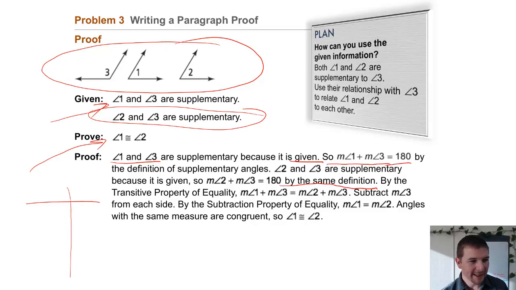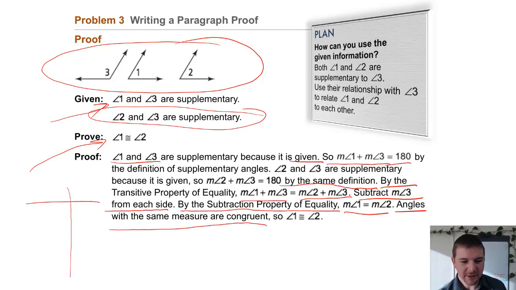So rather than rewriting the definition, they just wrote by the same definition. By the transitive property of equality, the measure of angle 1 plus the measure of angle 3 equals the measure of angle 2 plus the measure of angle 3. Subtract the measure of angle 3 from each side. By the subtraction property of equality, the measure of angle 1 equals the measure of angle 2. Angles with the same measure are congruent, so angle 1 is congruent to angle 2.